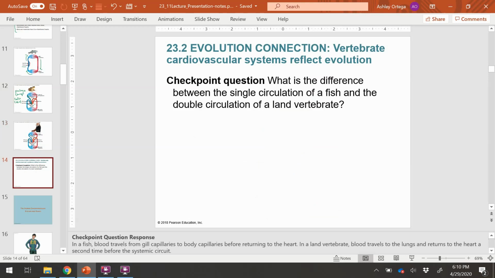All right, through our checkpoint question. What is the difference between single circulation of a fish and the double circulation of a land vertebrate? Well, in single circulation, the blood goes from the gill capillaries to the body capillaries before returning to the heart. So that's one circle. In a land vertebrate, the blood travels to the lungs and then returns to the heart a second time before it goes to the body. And so it circulates twice before it's completed its cycle.